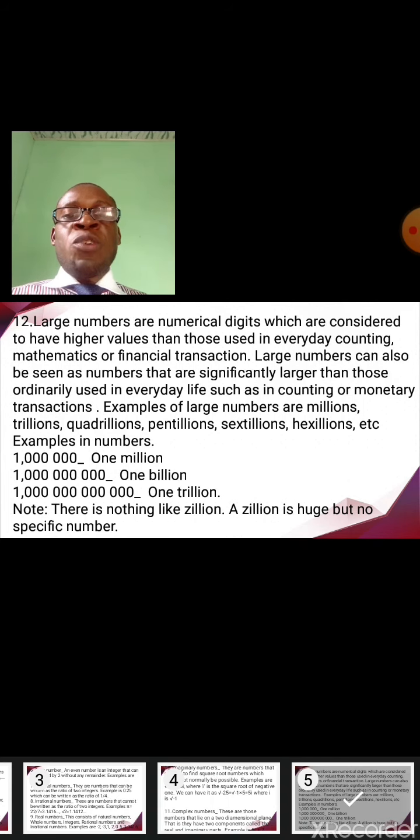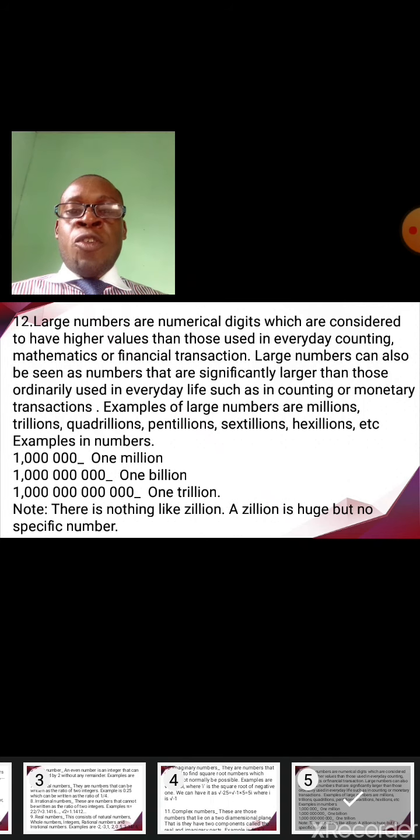There is something you need to understand here. There is nothing like zillion. Sometimes when I have encounters with students, I ask them to mention large numbers, and some of them will mention zillion. There's nothing like zillion. Zillion is a huge but non-specific number. When you want to mention a large number without a particular amount, you say zillion. So there is no particular number called zillion.